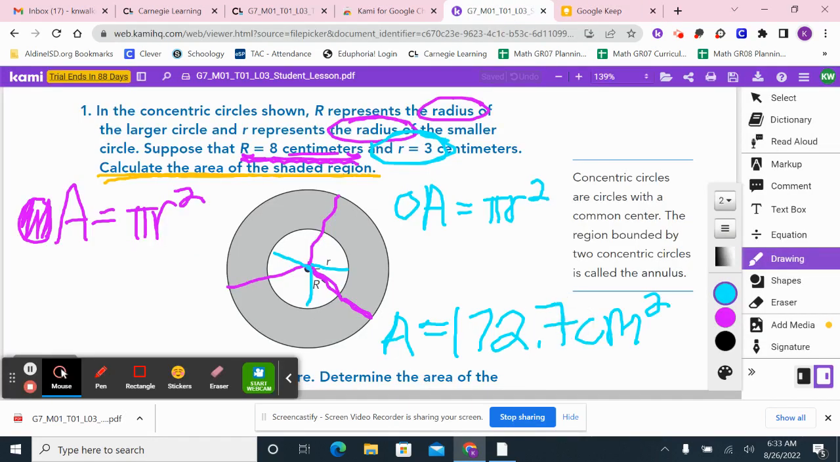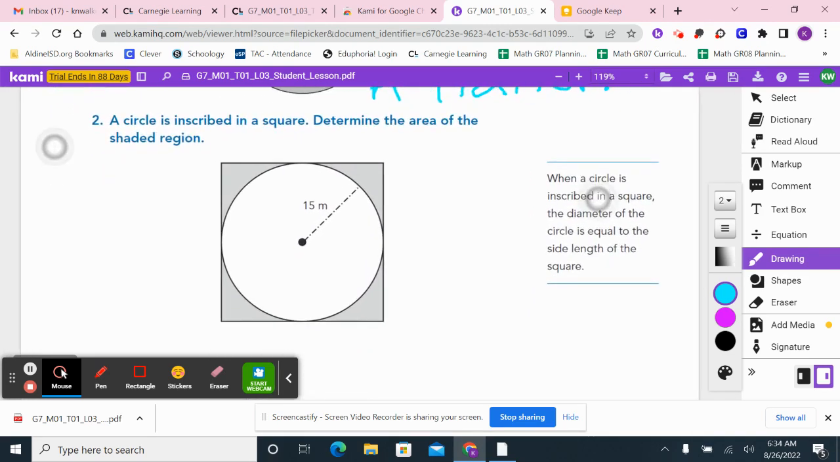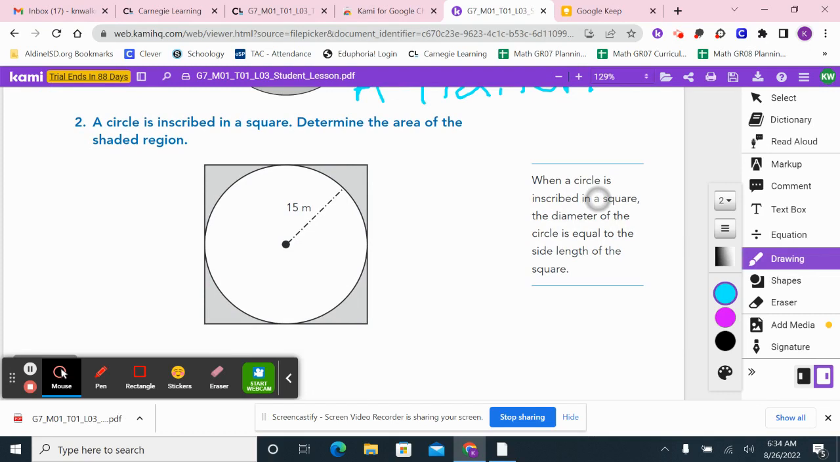Now at this time, I'm going to read questions 2, 3, and 4. And then on your own or with a partner, you are going to answer, showing all of your work and critically thinking, what do I do to get my answer? So question number 2 reads, a circle is inscribed in a square. Determine the area of the shaded region.